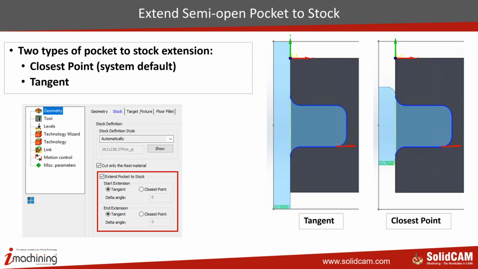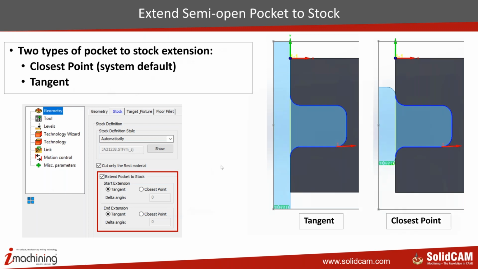So if you have a semi-open pocket, now you have an option whether you want to extend in a tangential manner, or to the closest point. If you want to avoid machining the complete area, you can choose the closest point, and it machines only like the right side picture.